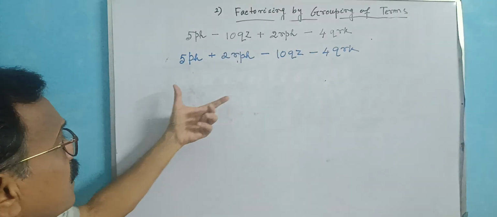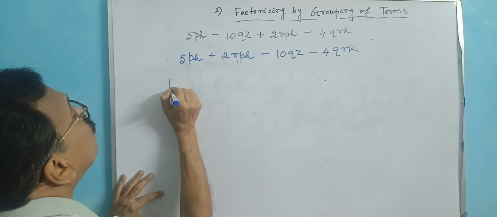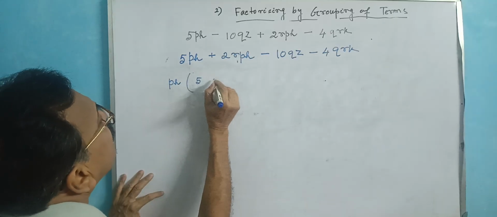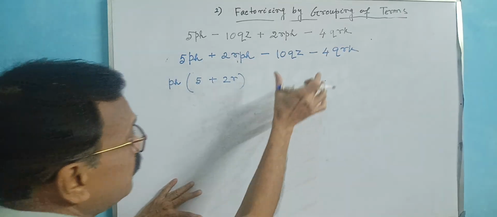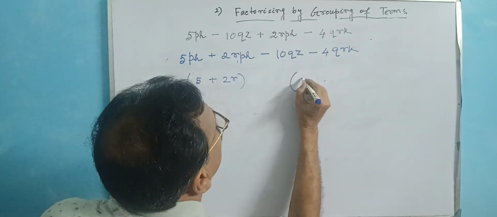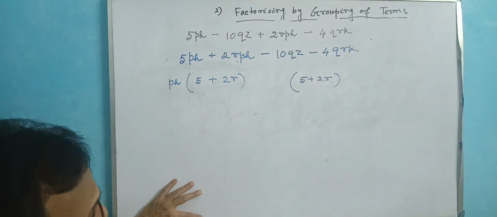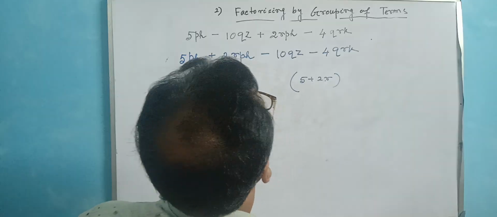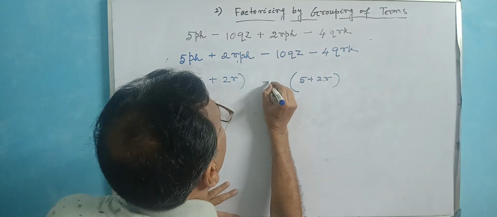Now rearrange. What is the common thing here? pH and pH. So take pH common. What is left? 5 is left and here 2R is left. So this part is 5 plus 2R. In which way? Take common in this way.